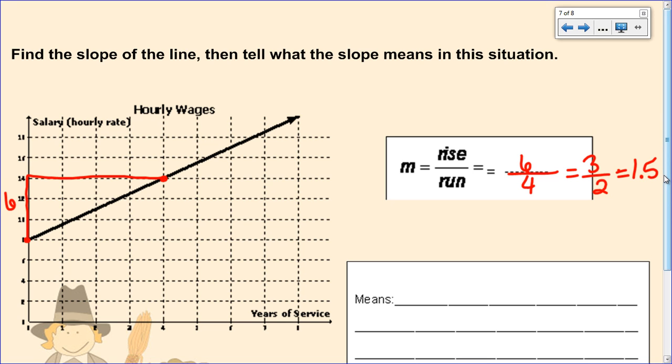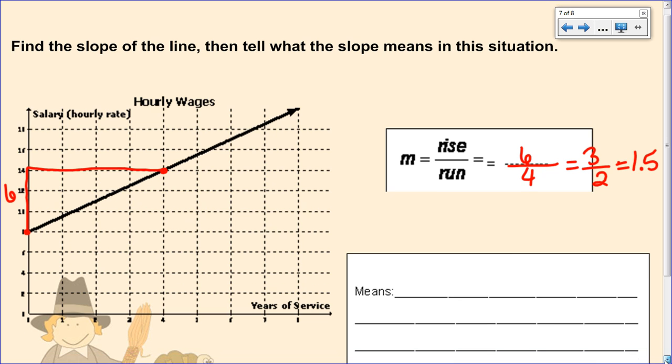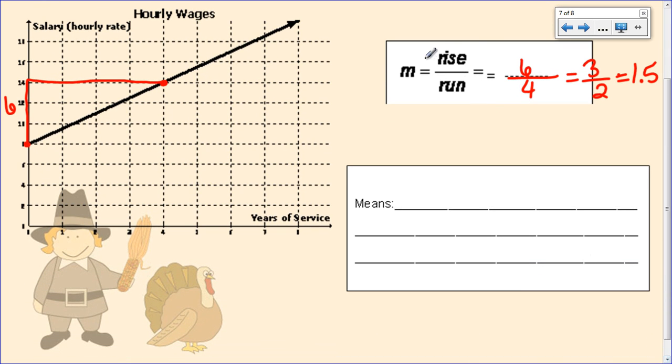And so now we want to talk about what this means. What does it mean in this situation? Well, if you look at our graph, the y-axis is labeled as our salary by our hourly rate, and our x-axis is labeled by years of service. Well, since our slope is the y over the x, because it's rise over run, we have to label it as y over x. So right now what it means is that it is my hourly rate.